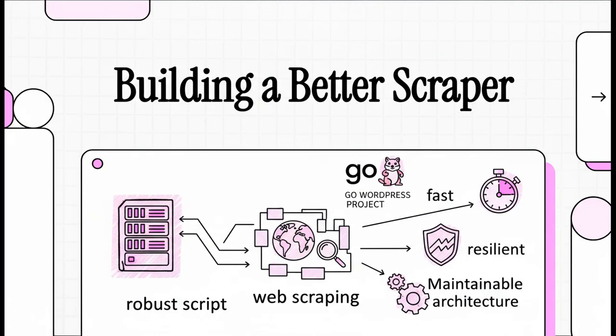There's a huge difference between a quick script you throw together and a real production-grade web scraper. So today, we're going to pull back the curtain on the Go WordPress project. It's a pretty sophisticated scraper written in Go, and we're going to deconstruct it piece by piece to really understand what makes a scraper fast, tough, and easy to manage in the wild.